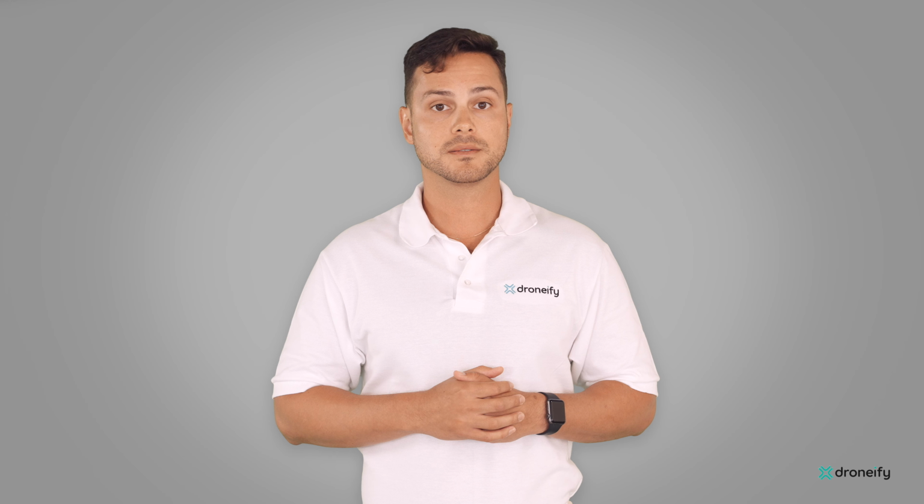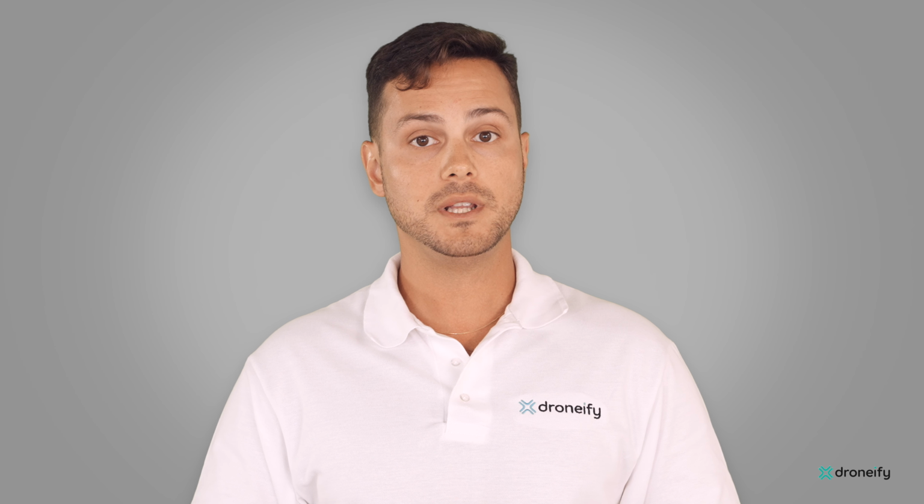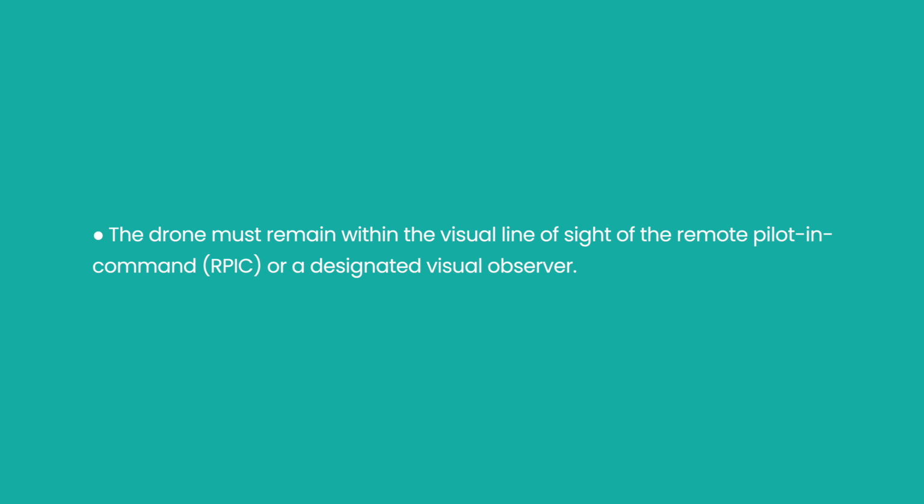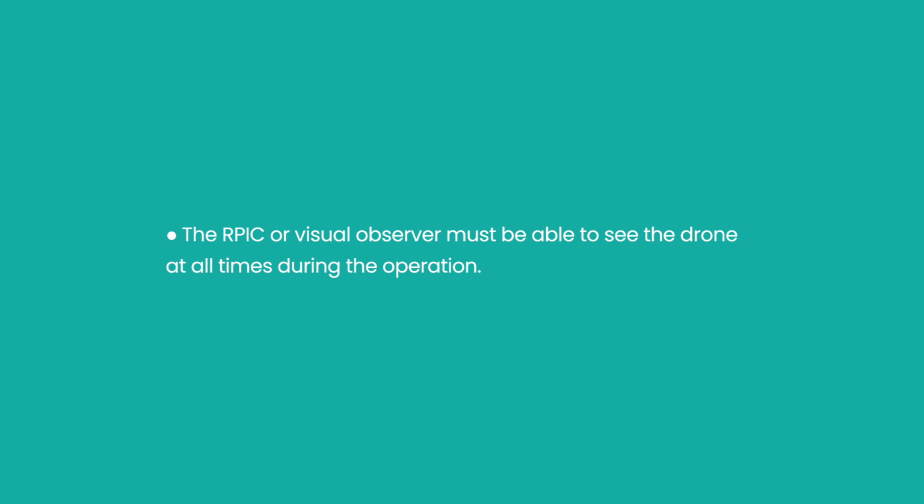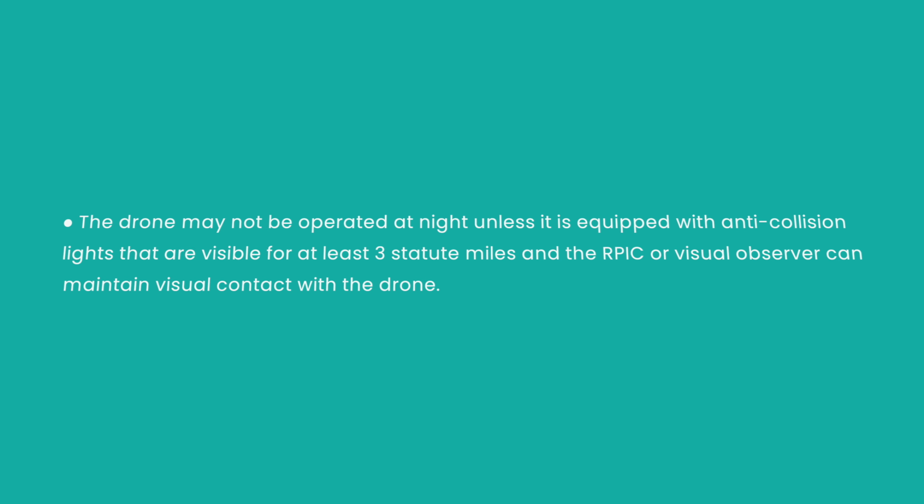or other devices. Here are some key regulations related to VLOS under Part 107. The drone must remain within the visual line of sight of the remote pilot in command, RPIC, or a designated visual observer. The RPIC, or visual observer, must be able to see the drone at all times during the operation. The drone may not be operated at night unless it is equipped with anti-collision lights that are visible for at least 3 statute miles, and the RPIC or visual observer can maintain visual contact with the drone.